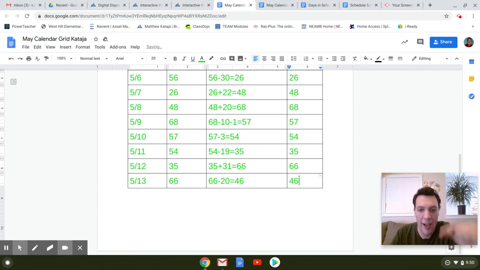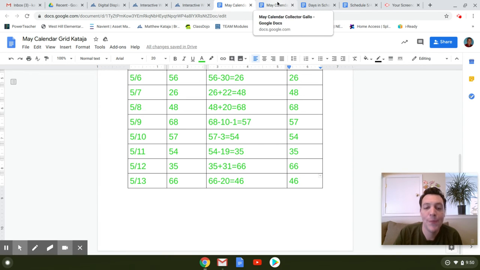And we are getting good at tracking Tad as he hops along. We'll see where he goes tomorrow.